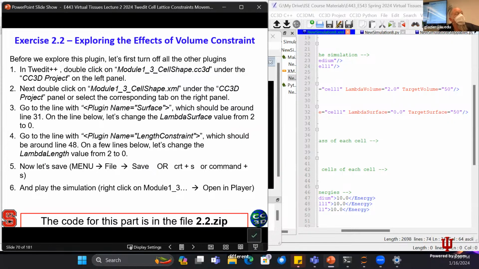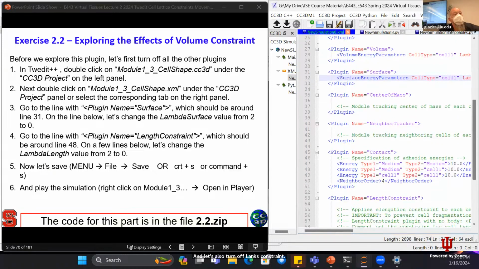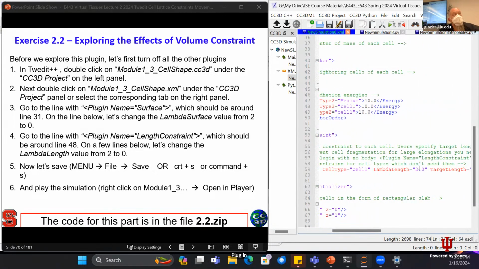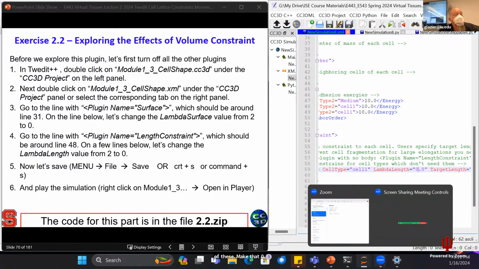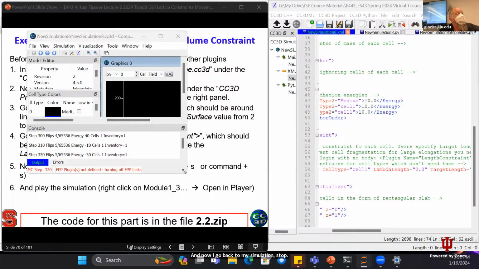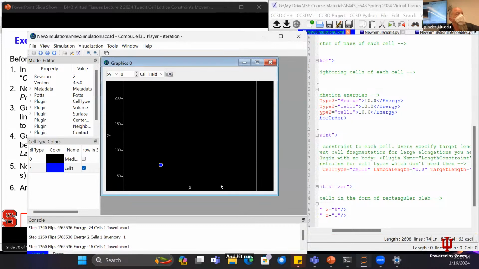And let's also turn off the length constraint. So we're going to go here. The order of your simulation components may be slightly different. Plug in name length constraint, lambda length. You'll see lambda is the strength of each of these. Make that 0. Save. And now I go back to my simulation, stop, and hit run. And there's my cell.